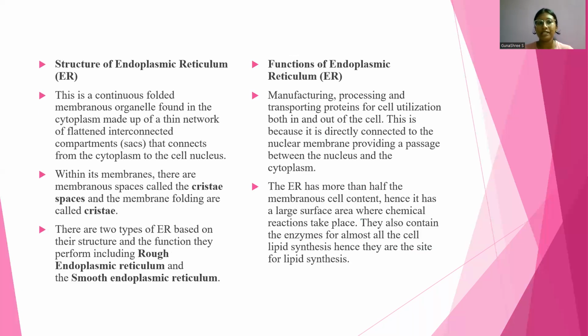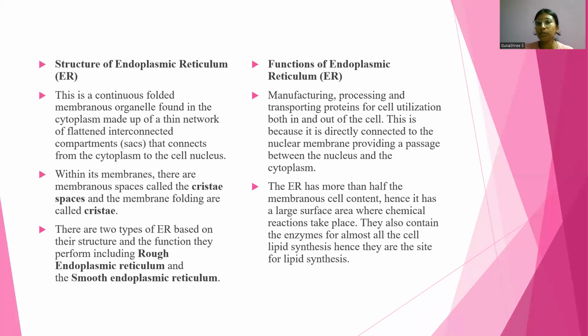So, the structure of the endoplasmic reticulum. It is a continuously folded membranous organelle found in the cytoplasm, made up of a thin network of flattened interconnected compartments that connect from the cytoplasm to the cell nucleus. Within its membrane, there are membranous spaces called cristae spaces, and the membrane foldings are called cristae. There are two types of endoplasmic reticulum, based on their structure and function. They are called rough ER and smooth ER.